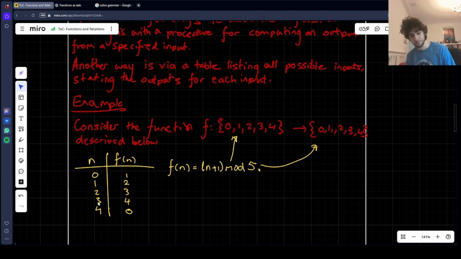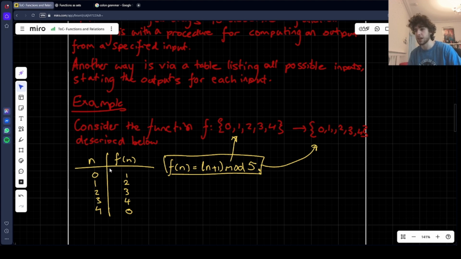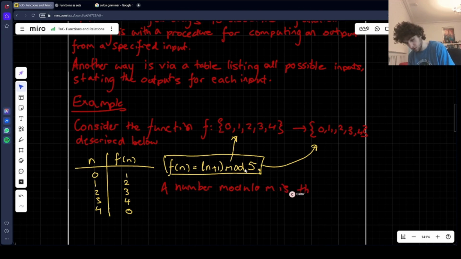But effectively, this is a rule that tells us how we computed f of n. Each value of f of n here was obtained by taking my n, adding 1 to it, and then evaluating it mod 5. So what does that mean, mod 5? Well, let me write it this way: a number modulo m is just the remainder after division by m.